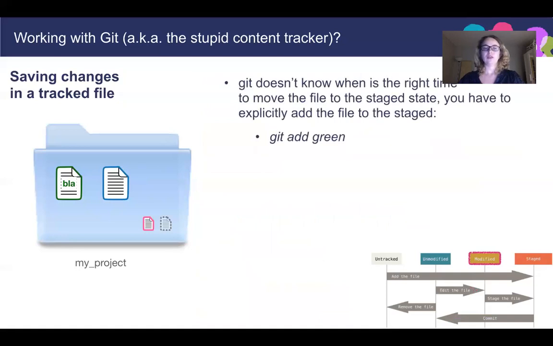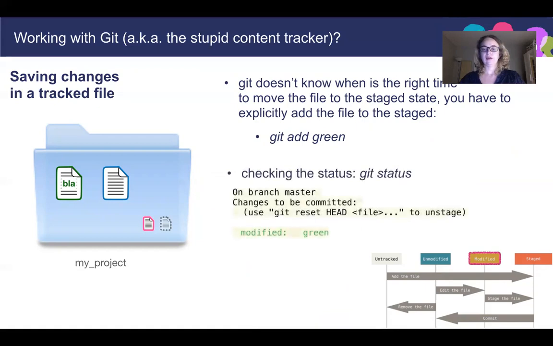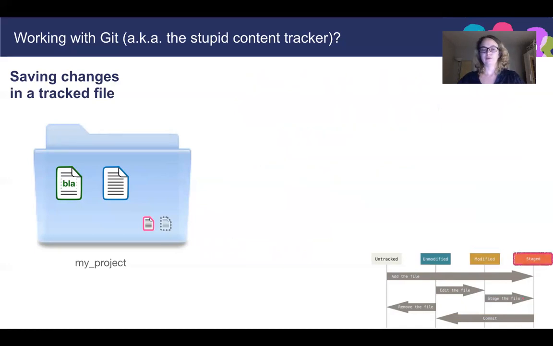Next, if you think that you are ready to commit your changes, you can add the file by calling git add green. And this time the status will change. Git will tell you that there are changes to be committed, and there's one file, green, which Git also shows in green color to say that it's ready to be committed. So by adding the file, we moved it from modified to staged. And again, the changes are not committed, not yet.